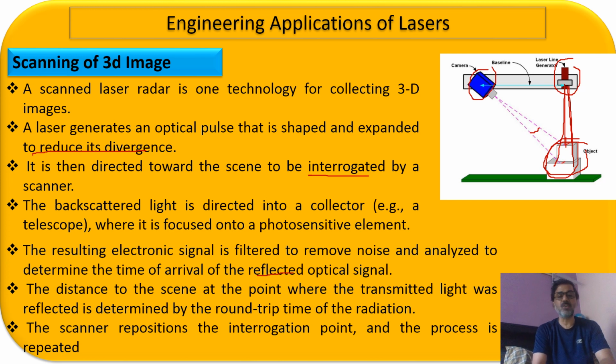So exactly like your previous case, it is again recording the time. The distance to the scene at the point where the transmitted light was reflected is determined by the round trip of the radiation. In the same way the scanner repositions the integration point, and the process is repeated, and in this way we are going to record the three-dimensional image.